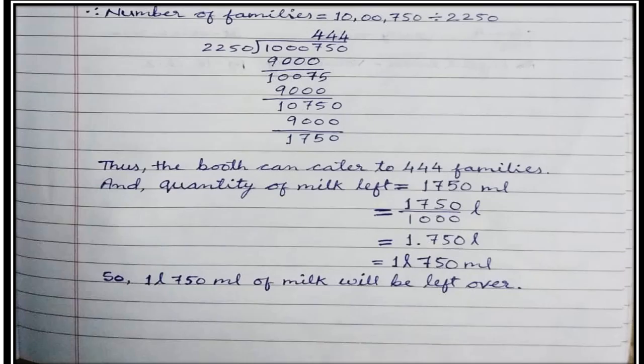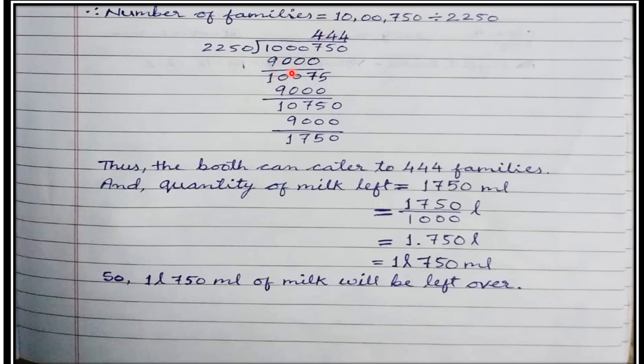Now we will start dividing that. Number of families to find out, we'll have to divide the total quantity of milk that the milk booth has by the quantity of milk that each family gets. So 10 lakh 750 divided by 2250. First you see that here are 4 digits, and if you try to divide the first 4 digits, then you will see that this is smaller than 2250 because it is only 1000. So we will take up to 5 digits. That will give us 10,007. So by 2250 we will divide 10,007 first.